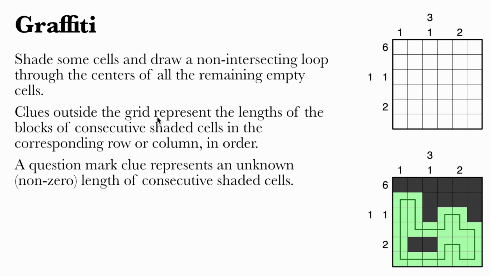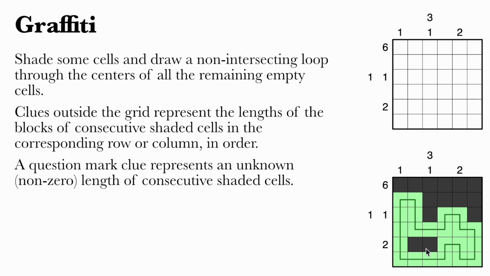Clues outside the grid represent the lengths of the blocks of consecutive shaded cells in the corresponding row or column in order. So that is a nonogram style clue, meaning that this 3-1 is saying there will be a stretch of 3 shaded cells in that column, and then 1 or more unshaded cells, and then 1 shaded cell. And you can see that right here. The shaded cells don't have to start on the edge, of course. Here's an example. This 2 says there is a run of 2 shaded cells, and that's all we're going to have in that row.